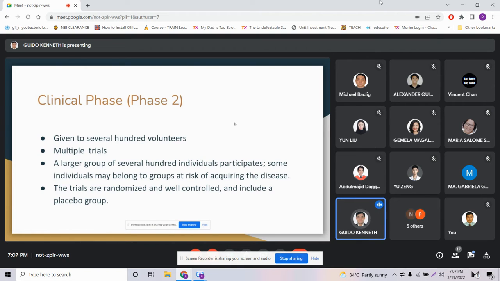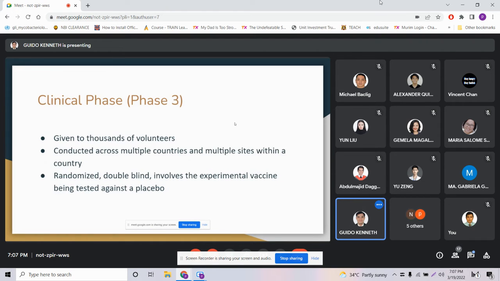The trials are randomized and well-controlled and include a placebo group. A placebo group are individuals who are given an inactive substance that seems identical to the vaccine being tested. In phase 3 of clinical trials, the candidate vaccine is given to thousands of volunteers and is conducted across multiple countries and multiple sites within a country.